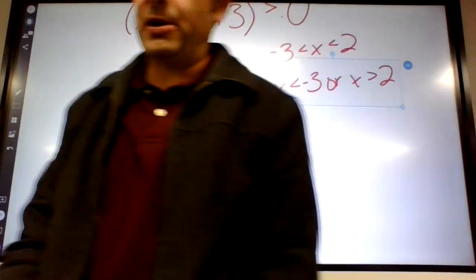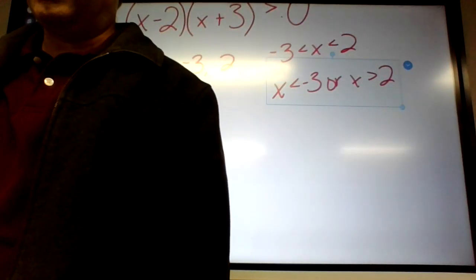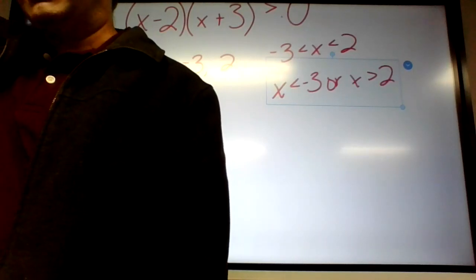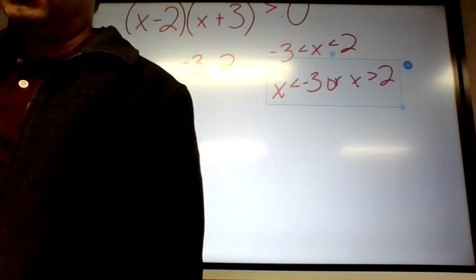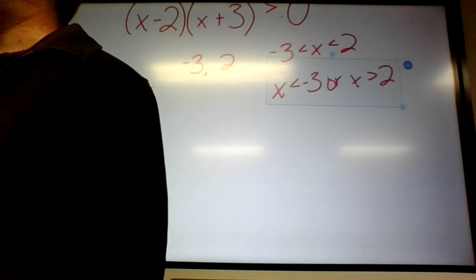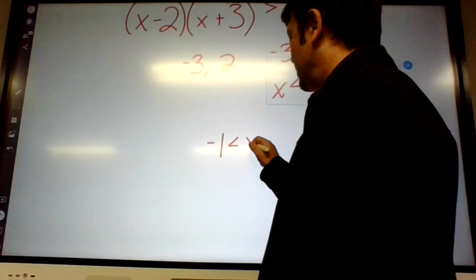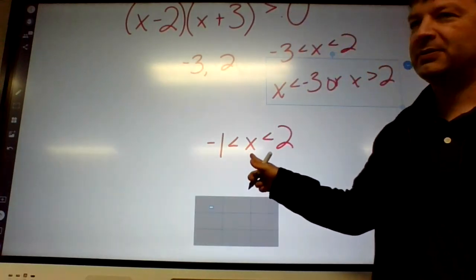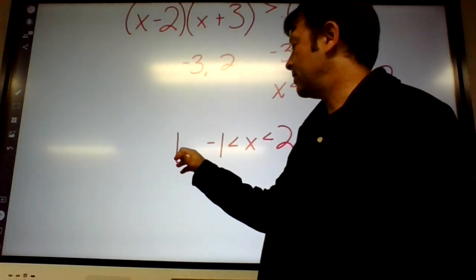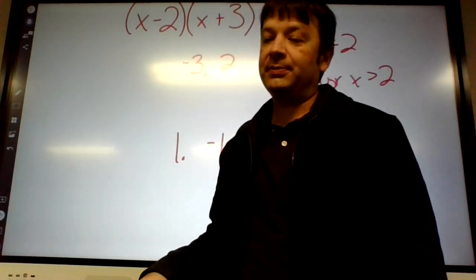Okay, so on number 1, what are the two x values that make it equal 0? -1 and 2. If it's a less than, how's it going to set up? In between. So which graph matches that?